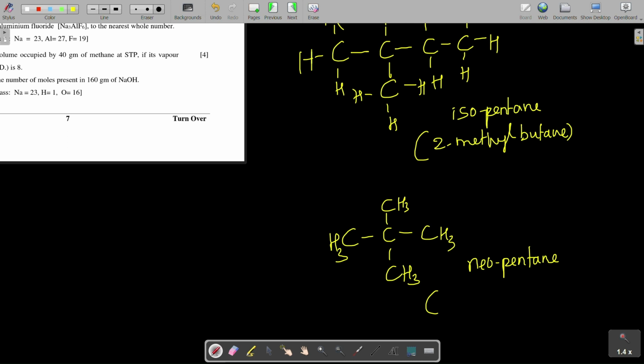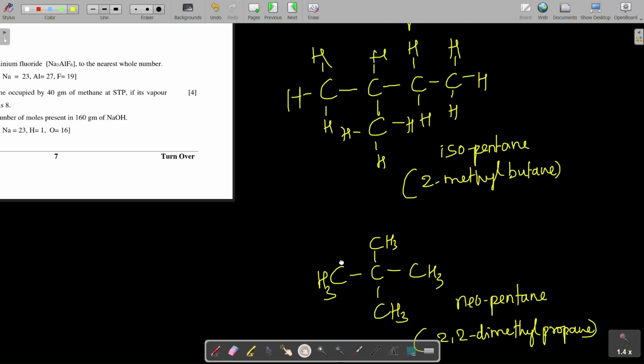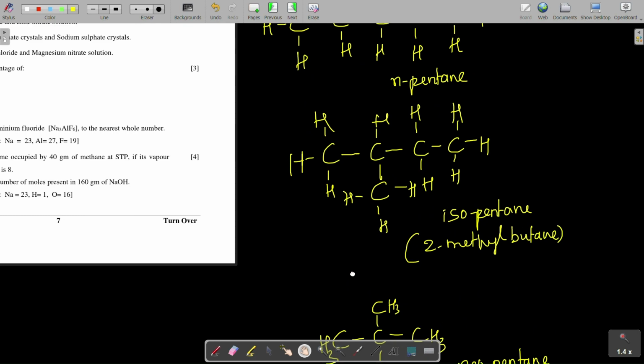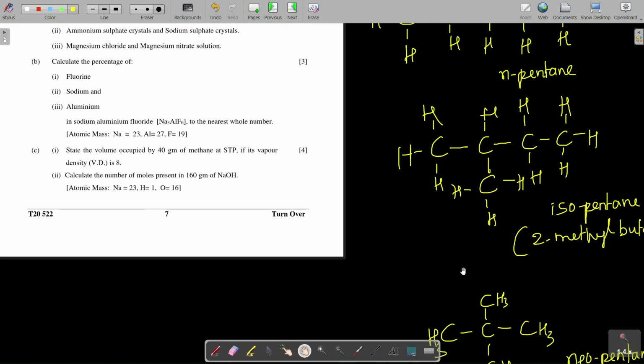1 2 3 is propane. So at the second position you have 2 methyl groups, so 2,2-dimethylpropane. Okay, so these are the 3 isomers of pentane: n-pentane, isopentane and neopentane.